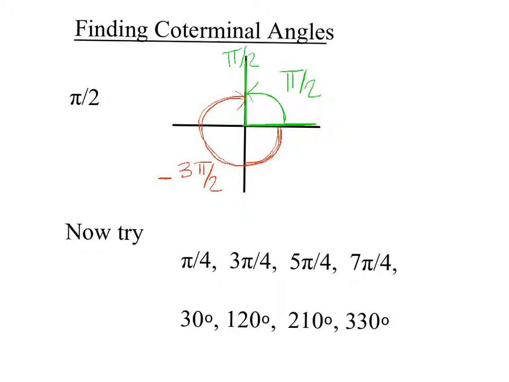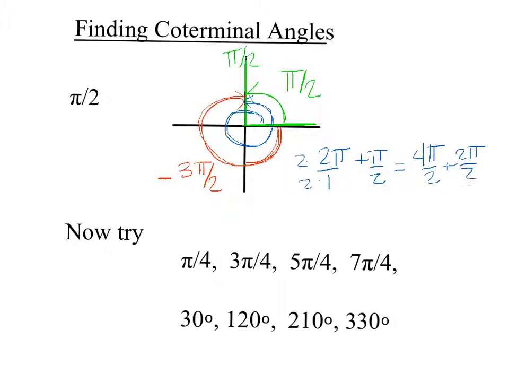We can get other coterminals also, because I could change it and say, you know what, I'm going to go all the way around once, and then I'm going to go to pi over 2. And so if I look at that, all the way around once is 2 pi, plus, then I go another pi over 2. So that's going to give me, well, this is common denominator time, people. We're going to multiply by 2 top and bottom. So I get 4 pi over 2 plus 2 pi over 2 gives me 6 pi over 2. Which is not correct.